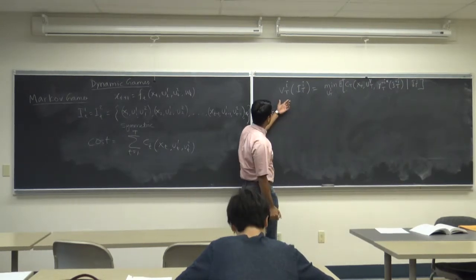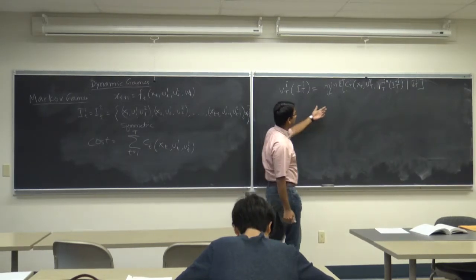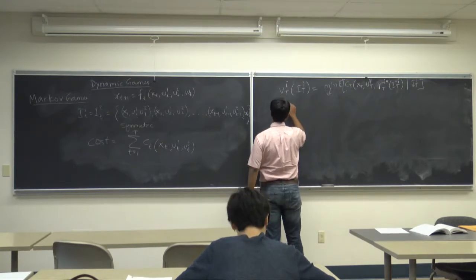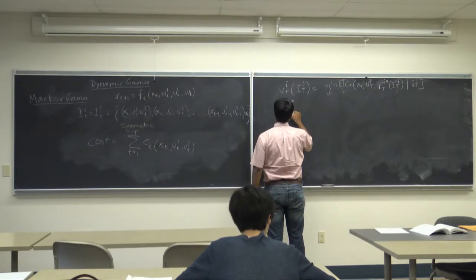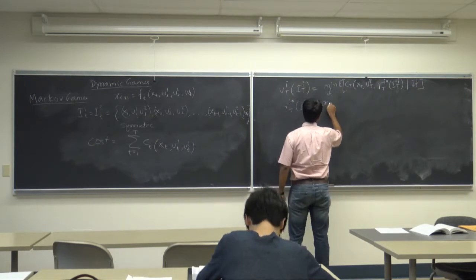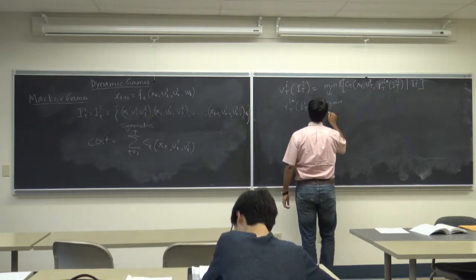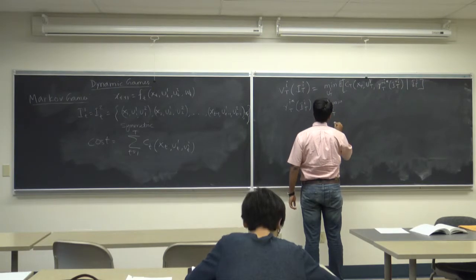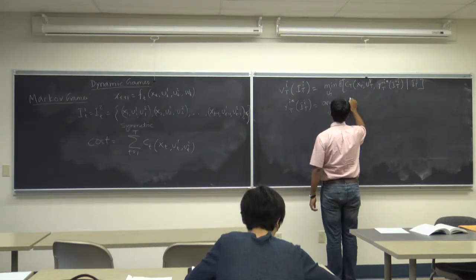Okay? So you solve this problem, and you find gamma_i star of capital T as the argmin over u_i_t of the same thing.